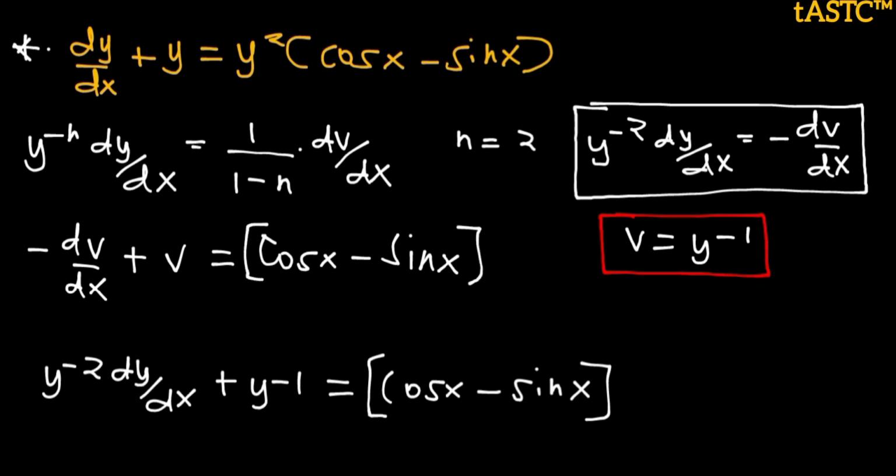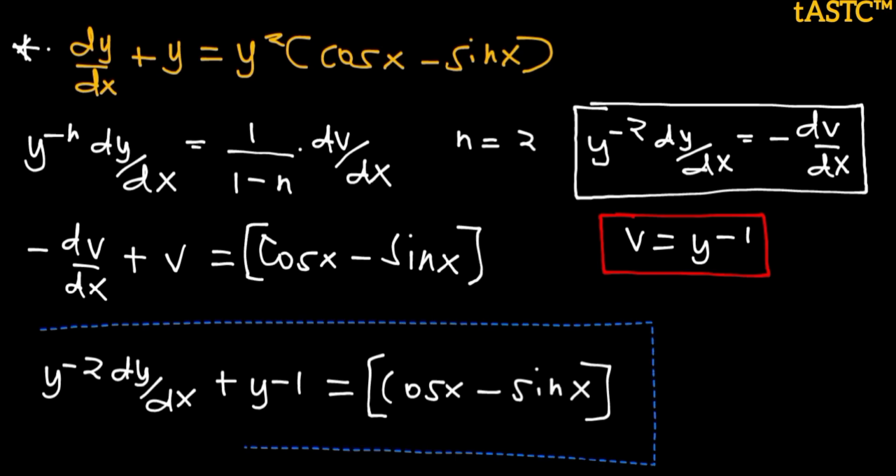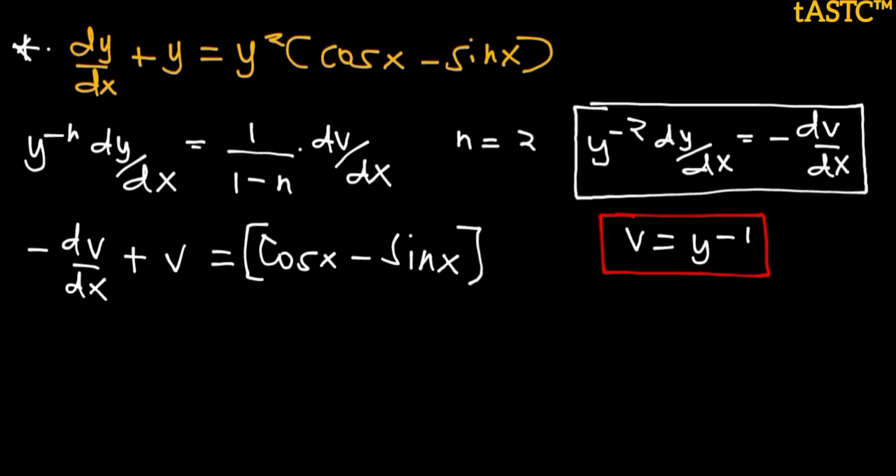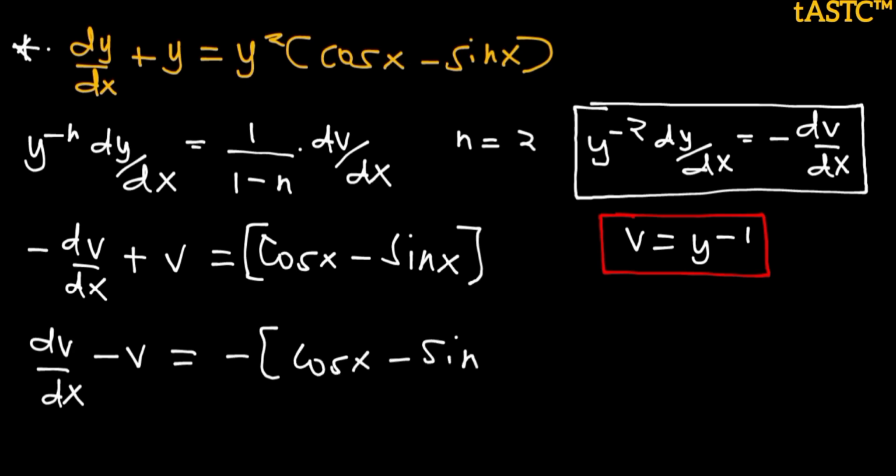So this is what you have. I'm going to wipe this out. Now we need to take this negative away. I would basically multiply through by negative 1 to take this away. So multiplying through, that should give us dv/dx. You're going to have a negative v here now. And so here you're going to have a negative cos x minus sin x.